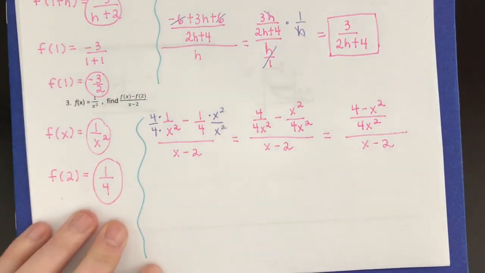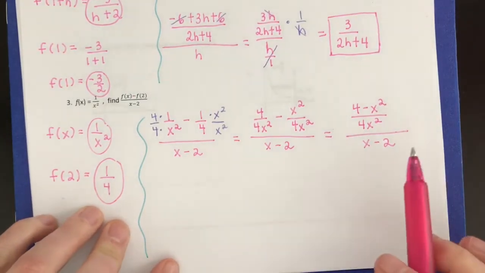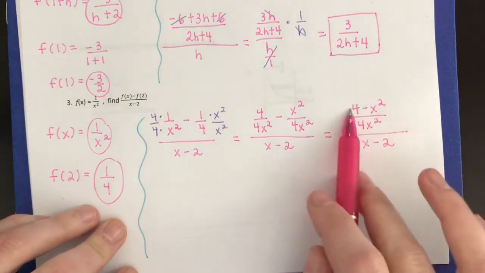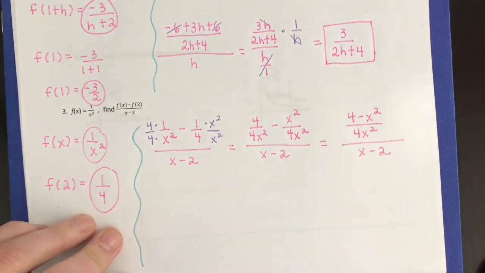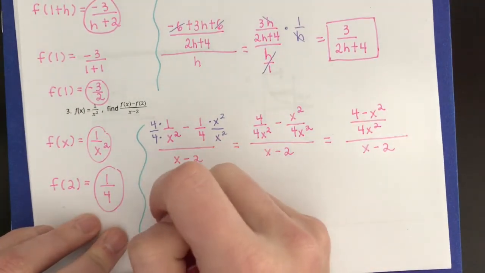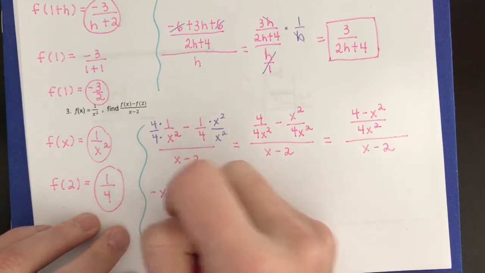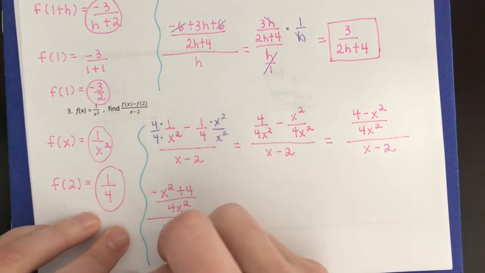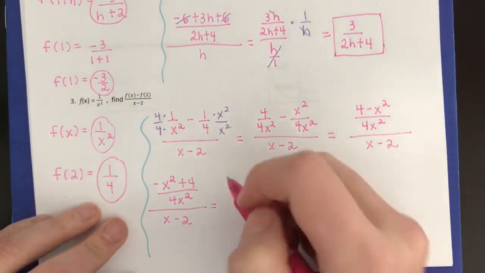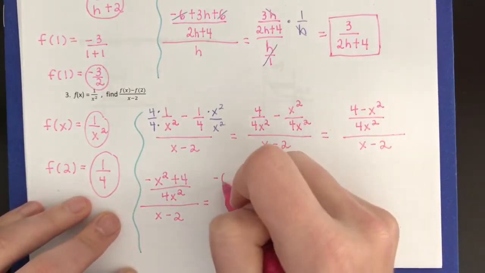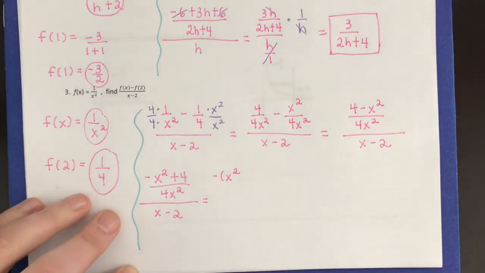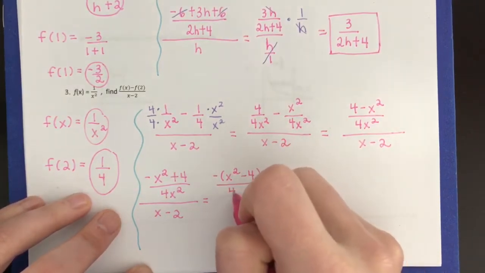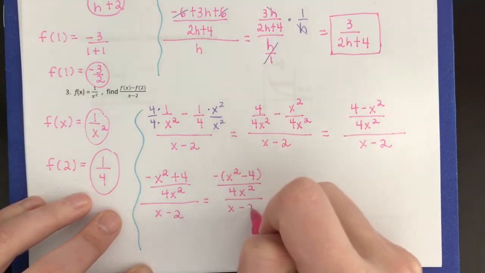So now what you want to do is you want to see, well, you have a couple of choices. I noticed this 4 minus x squared here, and I'm thinking, oh, that might be factorable. So I'm going to make this look like this: negative x squared plus 4 over 4x squared over x minus 2. And then next step, I'm going to factor out that lead negative, and we get negative times the quantity x squared minus 4 over 4x squared over x minus 2.